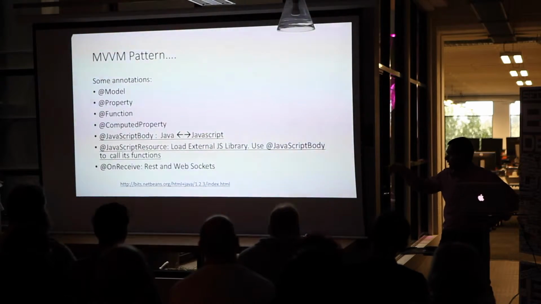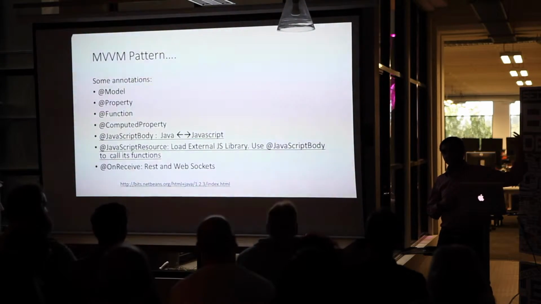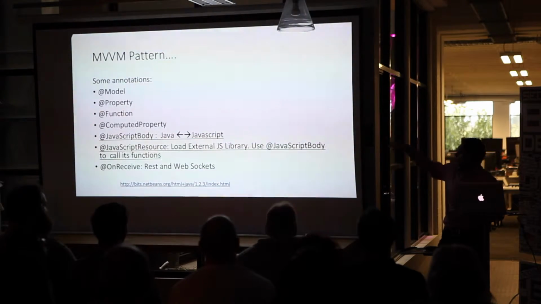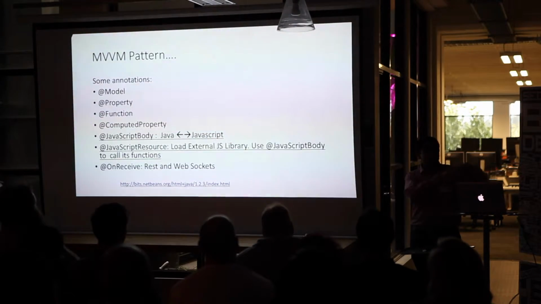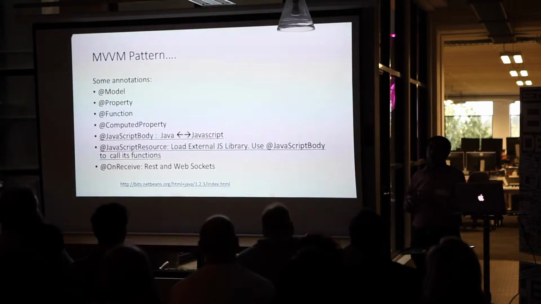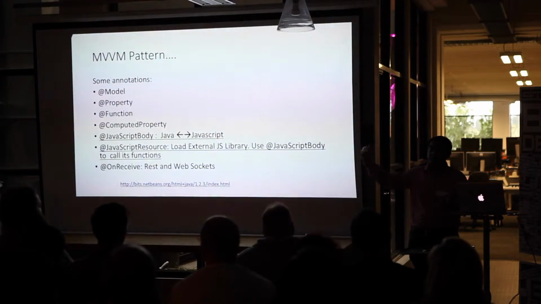It also has inbuilt support for REST and WebSockets. So on receive is an annotation, and whatever you write inside the code gets the response from the server. Because the models are basically JSON objects, you can flush your JSON response directly to a model. Once the model gets populated, the HTML will be rendered accordingly.